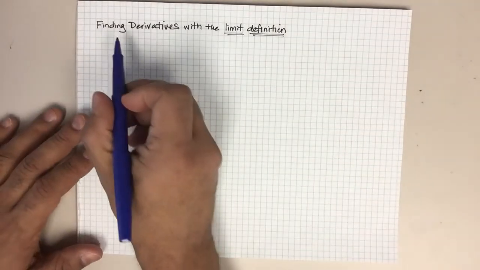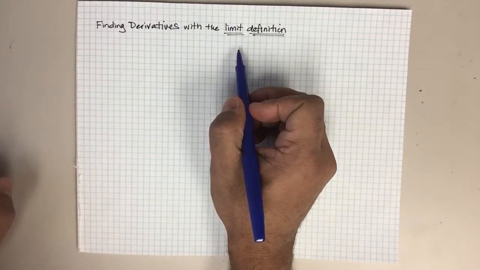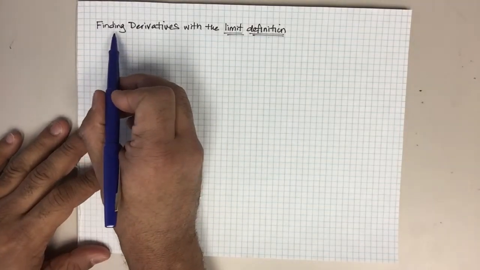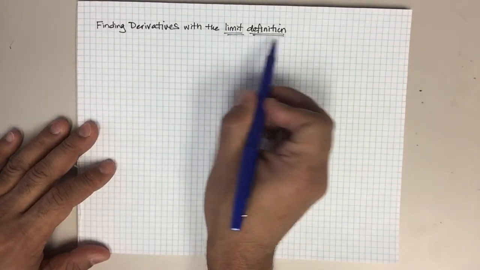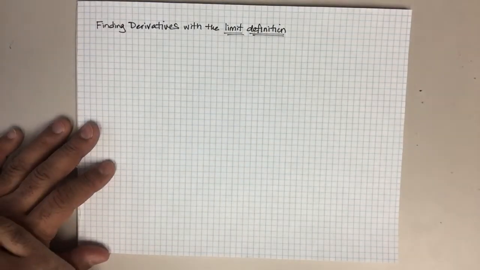So it's about finding derivatives with the limit definition. Remember, we have learned all these shortcuts now, like the power rule and the chain rule and the quotient and product rule. But I want to remind you how in section 3.1, we found derivatives using this limit definition. And I think part of the problem is a lot of people forget what the definition actually is.